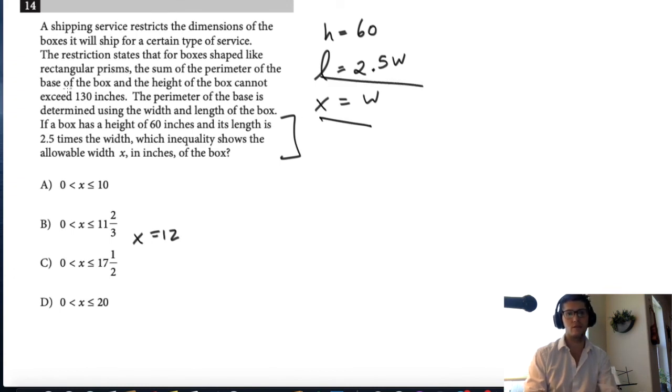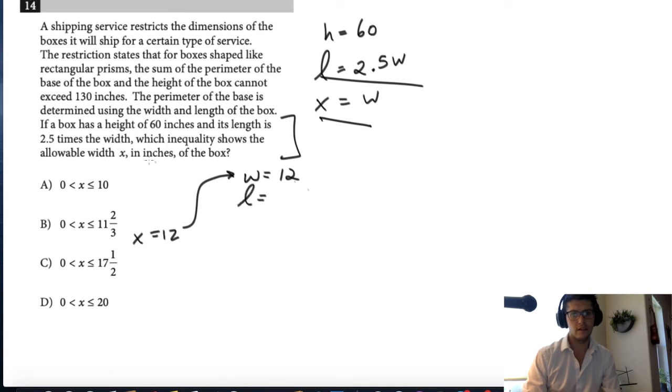I haven't read all this other stuff yet. I know there's more information, but let me just start here. If the width is x, and we're using 12, if x equals 12, that's the width. And then the length is 2.5 times the width. 2 times 12 is 24. Another half is 6. So that would be 30.